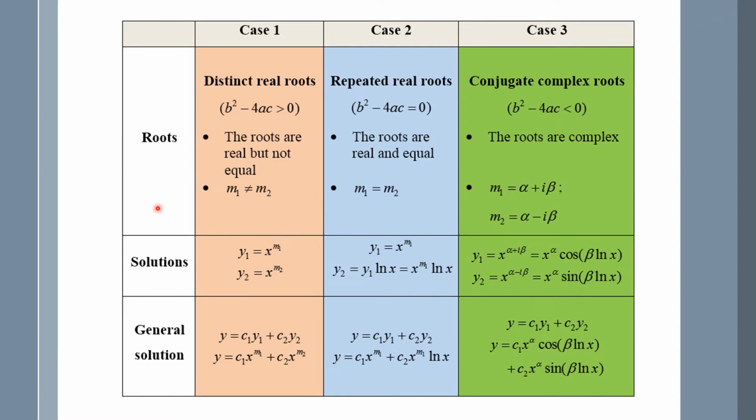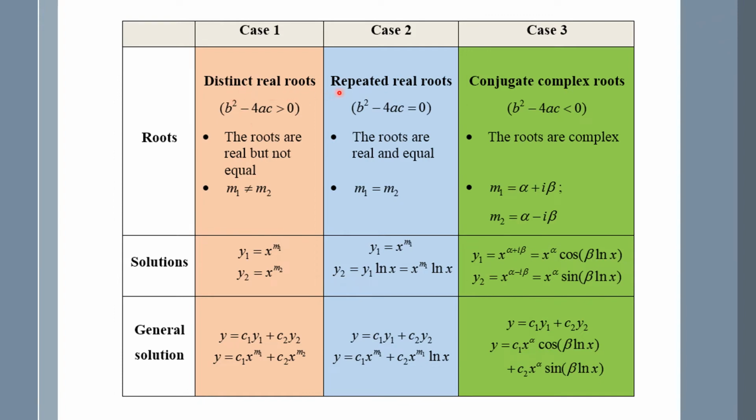The auxiliary equation for the second order Cauchy-Euler equation is of second degree, and therefore it has two roots. The roots may be distinct and real, or repeated real, or they may be conjugate complex. For the first case, when the roots are distinct and real, m1 is not equal to m2, and the solutions are written as follows: y1 is x to the power of m1 and y2 is x to the power of m2. So these are the form of the solutions y1 and y2 in the case of distinct real roots.